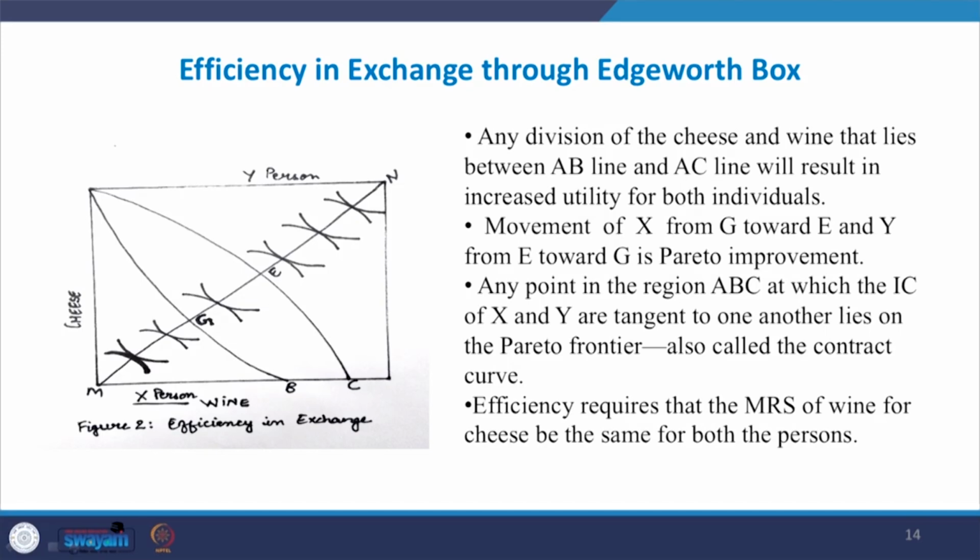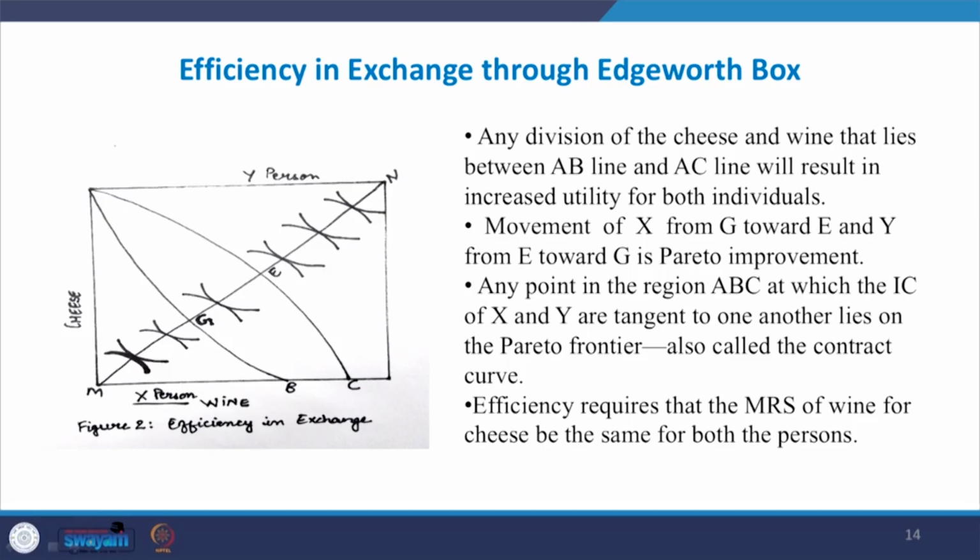Now, if you have a map of indifference curves that are shown in the graph, and these indifference curves are tangent to each other, so Y's indifference curve is tangent to X's indifference curve. If you draw a line intersecting all these tangent points, then you will get a contract curve, and the contract curve is also known as Pareto optimal or Pareto frontier.